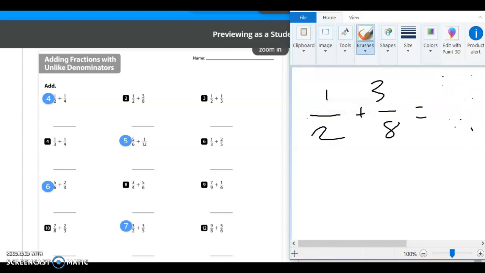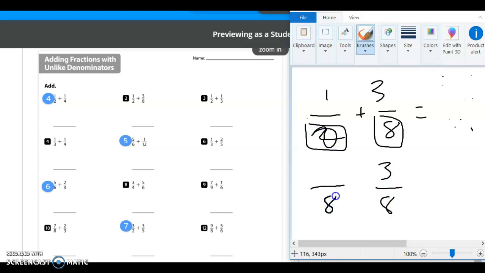Well, I need to find common denominators. These numbers have to be the same. The easiest way for me to find a common denominator with even numbers is just to see which is the bigger number and make my smaller denominator match my larger denominator. That really works well with even numbers. So I know that 8 is my larger number, so I didn't make any changes there, but this 2 needs to become an 8. How did it become an 8? I multiplied it by 4. So I have to multiply this times 4. So I've got 4/8.